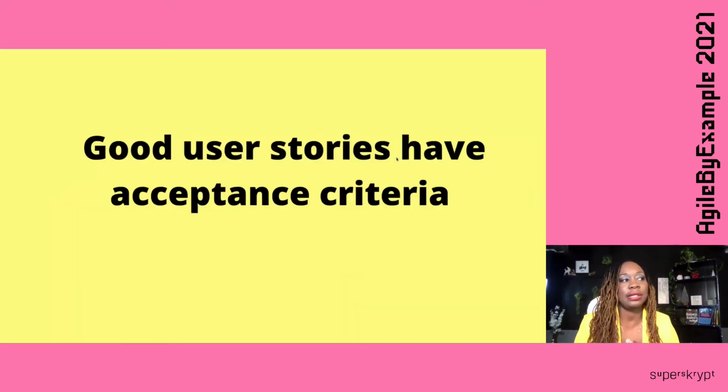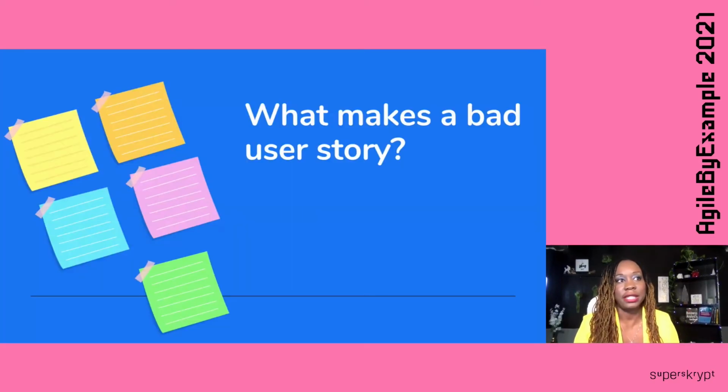All right, so good user stories have acceptance criteria, which is a confirmation of the agreements that were discussed when you talked about the story. Okay, so that's where the acceptance criteria comes in.